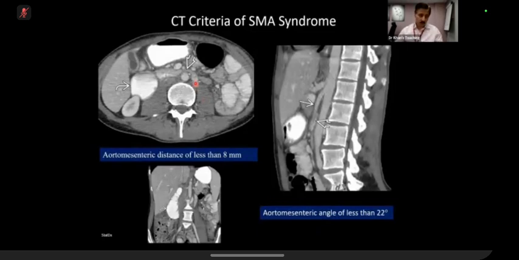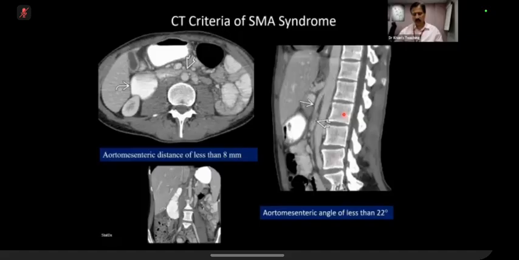So on CT, there is a bit of literature, but what I have written here is take-home points. On an axial, if this is the SMA and this is the aorta, the distance between the outer walls of SMA and aorta should not be less than 8 millimeter. There's a bit of discrepancy in literature, but I think this is a cutoff point. Anything less than 8, you can call it.